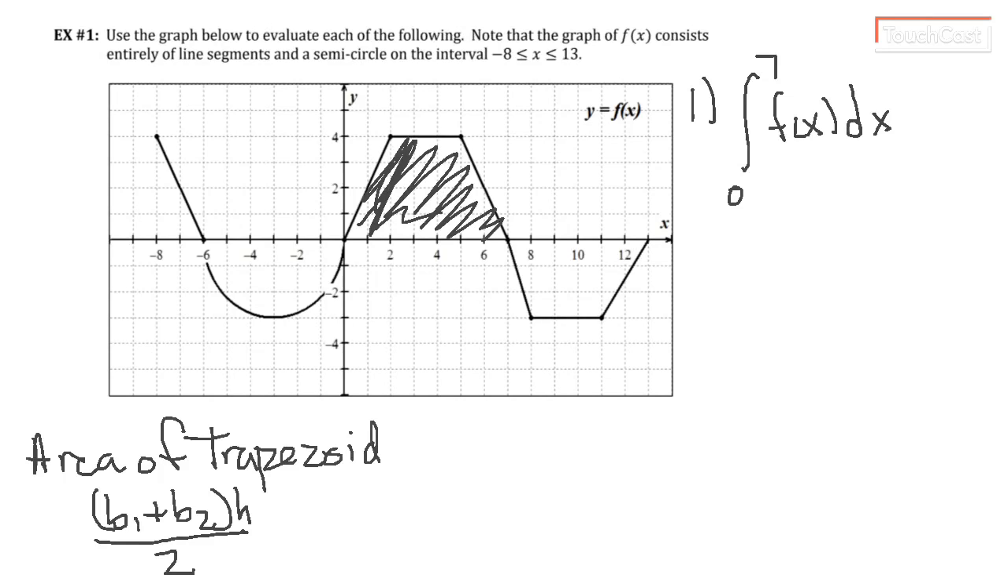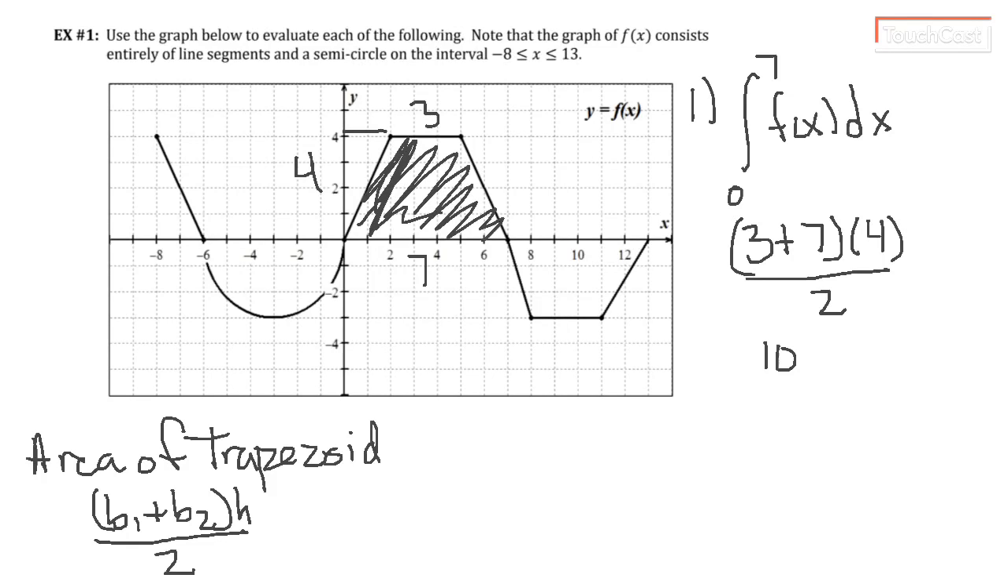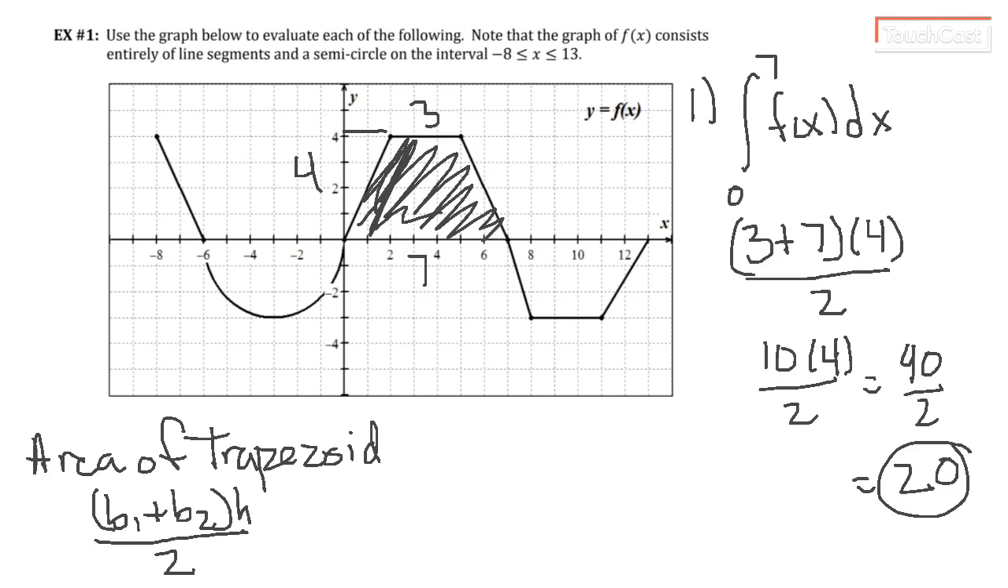So in this case, we've got one base that is 3 and another base that is 7 with a height of this trapezoid that is 4. So we are going to go 3 plus 7, multiply that by 4, and divide that by 2 to find the area there. 3 plus 7 is 10 times 4 divided by 2. 10 times 4 is 40. If we divide that by 2, we find that the area under the curve is 20.